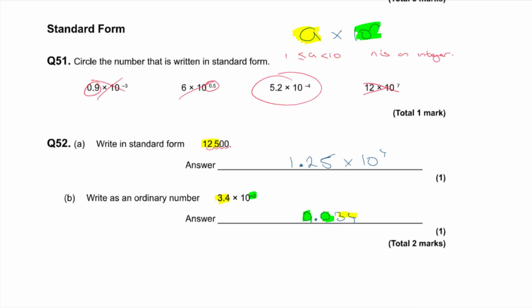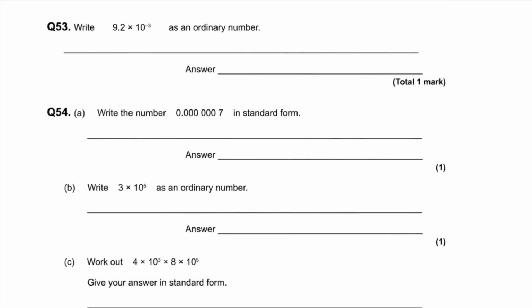So you look at the exponent part to know how many zeros there are. Write those down first, and then just fill in your digits from the mantissa after that. 0.034. Right, question 53. Write 9.2 times 10 to the minus 3 as an ordinary number.